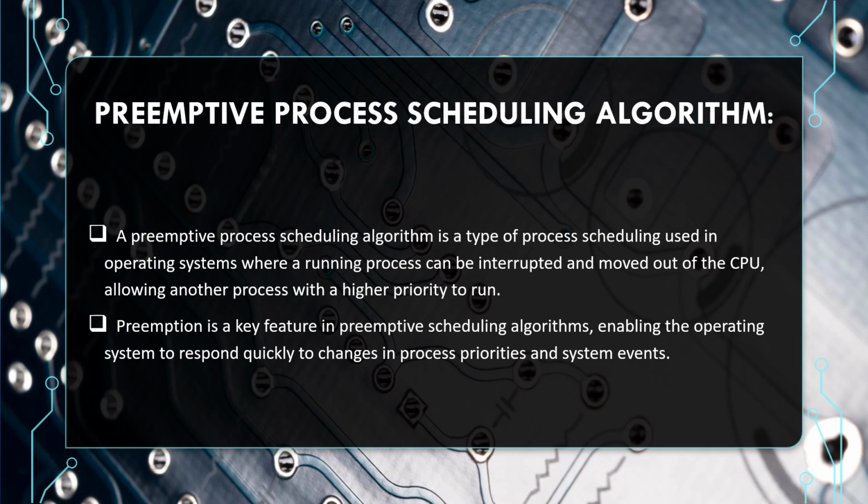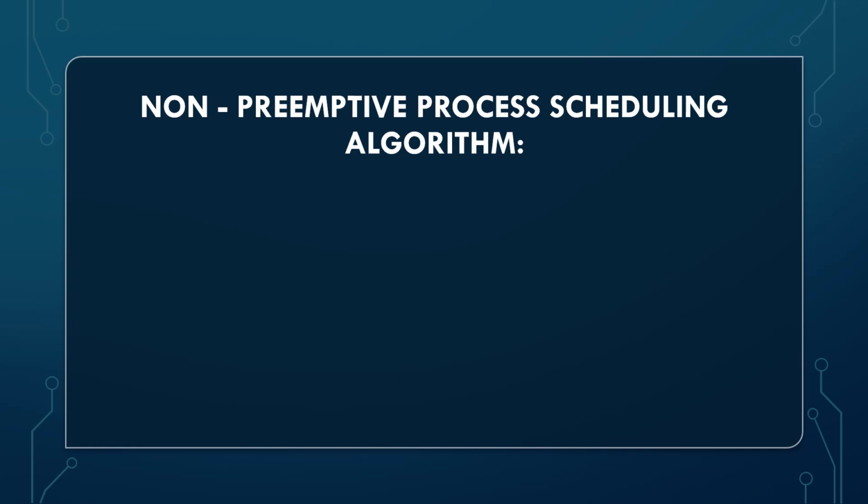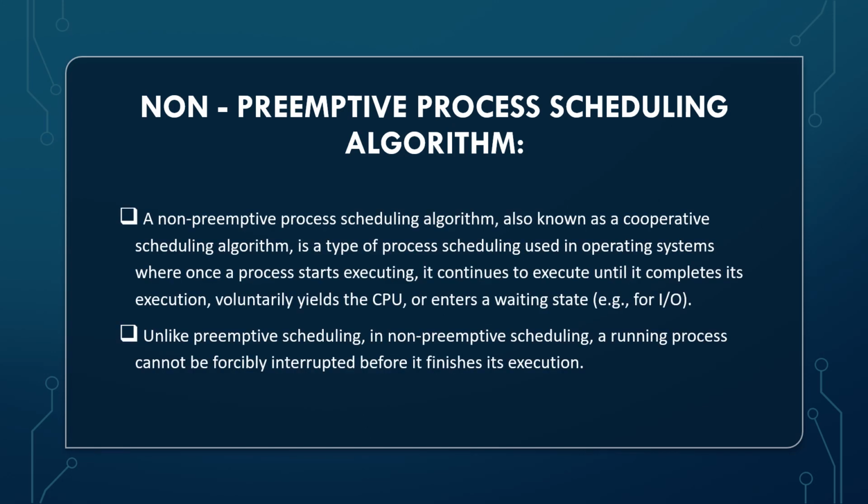Examples of preemptive process scheduling algorithms are round robin, shortest remaining time first, priority, etc. Next, coming to the non-preemptive process scheduling algorithm.